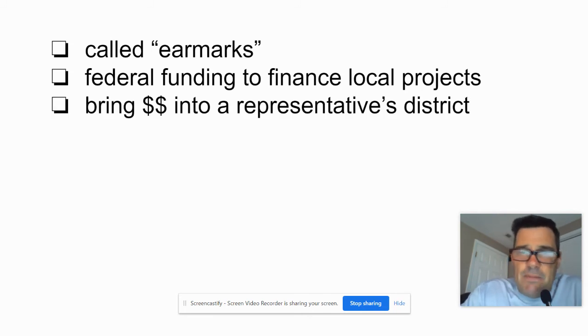Again, this is bringing home the bacon. You're going to bring money into the rep's district. You might just put rep rather than representatives. I probably should have done that, but I didn't really think of it. So, bringing home the money to a representative's district.